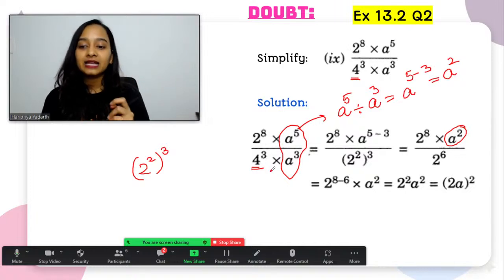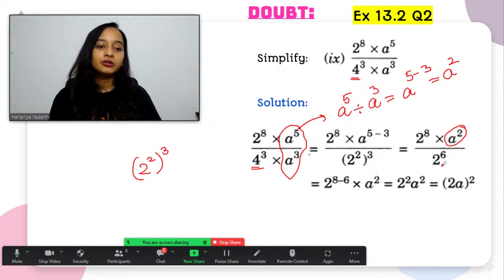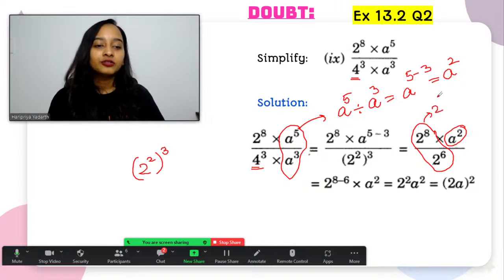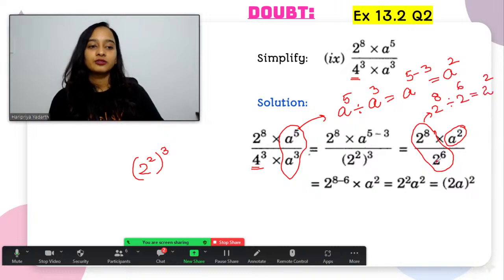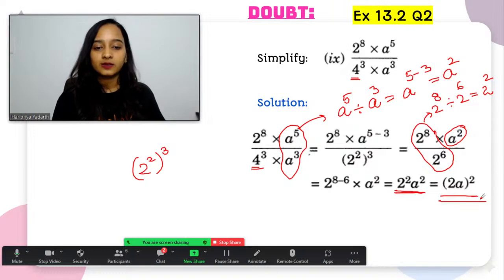4 can be written as 2 square, right? So 2 square whole cube will be 2 to the power 6. Again, what is happening here? They're getting divided. So it is 2 to the power 8 divided by 2 to the power 6. So that will be 8 minus 6, which is 2. So it is 2 to the power 2 multiplied with a to the power 2, which is 2a whole square.